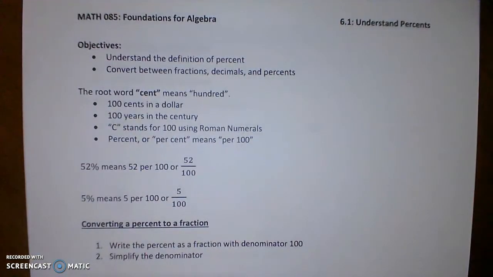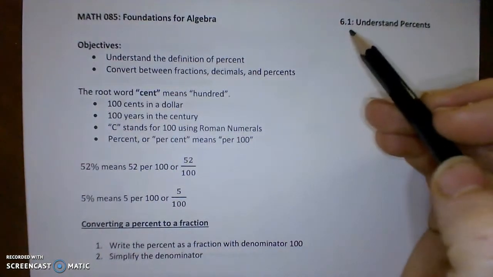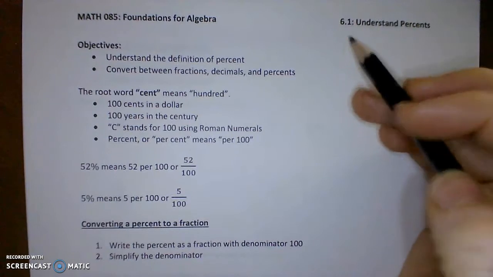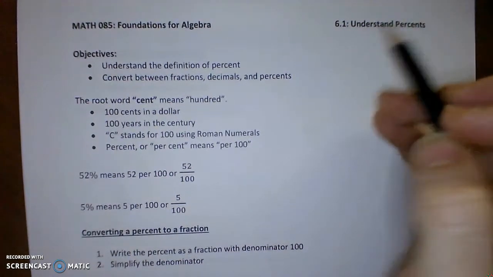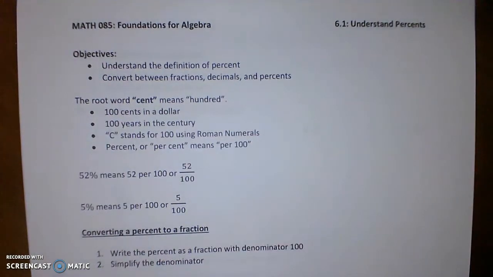Math 885 students, we've already discussed whole numbers, integers, fractions, and decimals. So now we're going to move on to percents, which is basically another way of writing fractions and decimals.